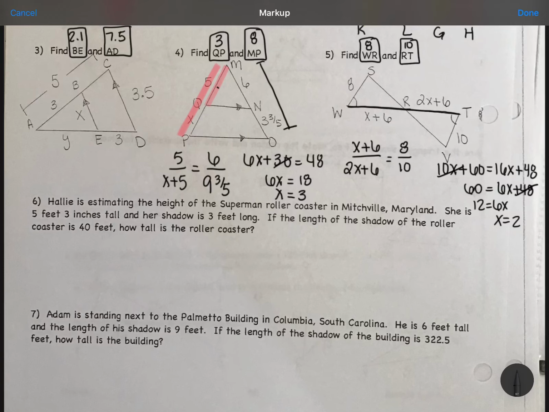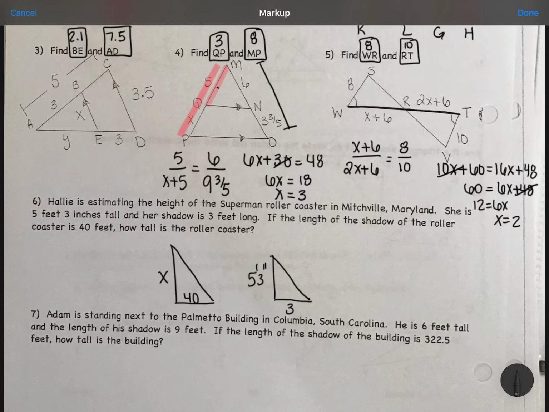So you probably did these in Math 1. And all you do is you draw two triangles. You got the height of an object with its shadow on the ground, the height of an object with the shadow on the ground. So I have two objects. I have Hallie and I have the roller coaster. Sorry, the shadow is 40 feet, so that goes on the ground. And we don't know how tall the roller coaster is. That's what we're looking for. Hallie is 5 feet 3 inches tall, and her shadow is 3 feet.